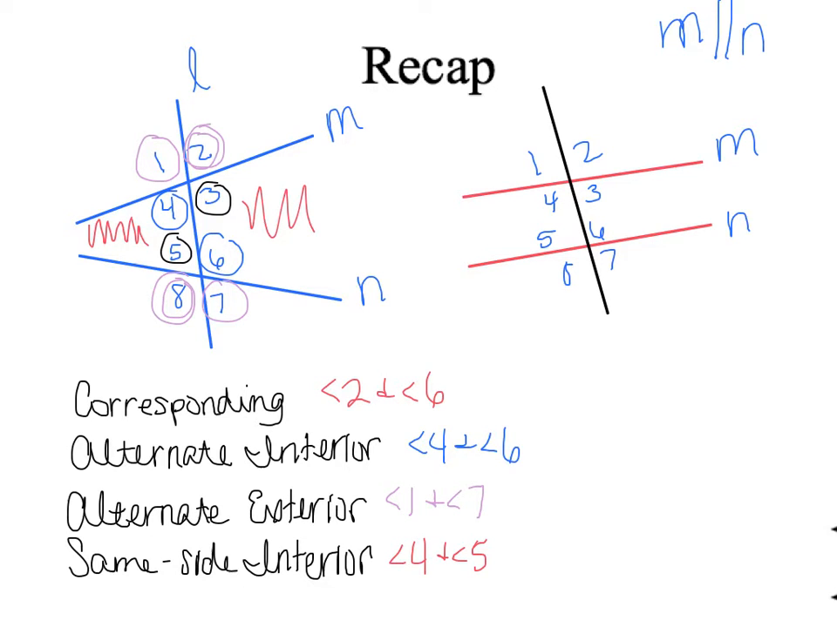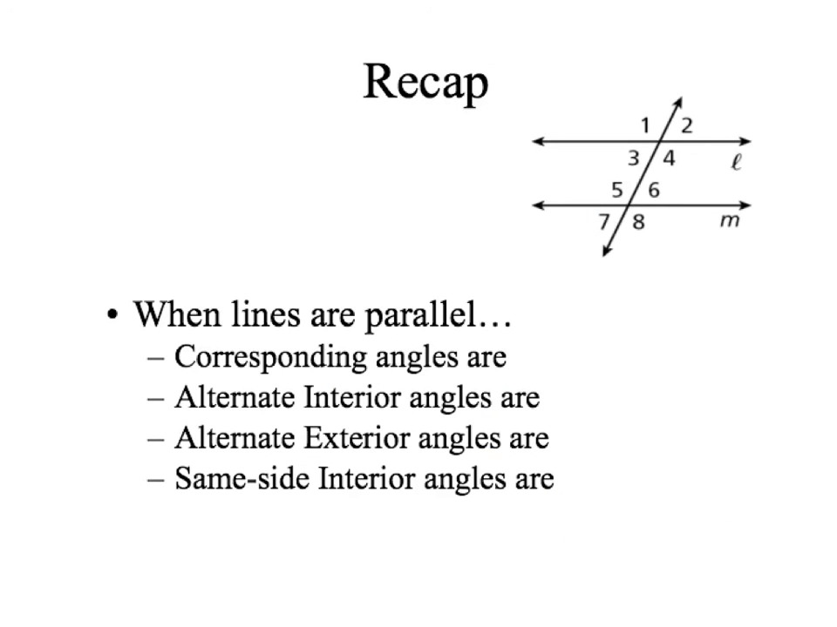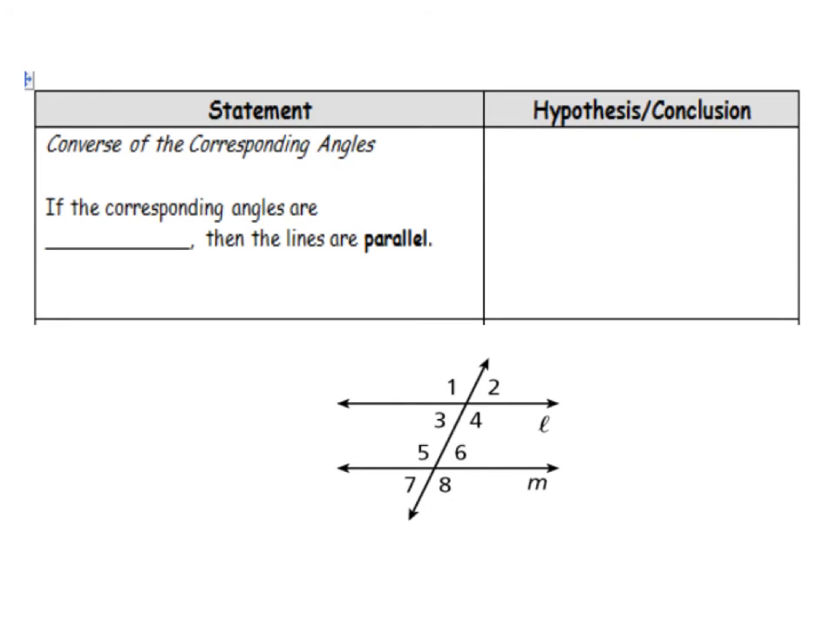So for instance, all corresponding angles are congruent, all alternate interior angles are congruent, alternate exterior angles are all congruent, and same side interior angles are supplementary. But of course, this only existed when the lines were parallel. We had to know that they were parallel first. So today's video is going to talk about the converses of those statements.